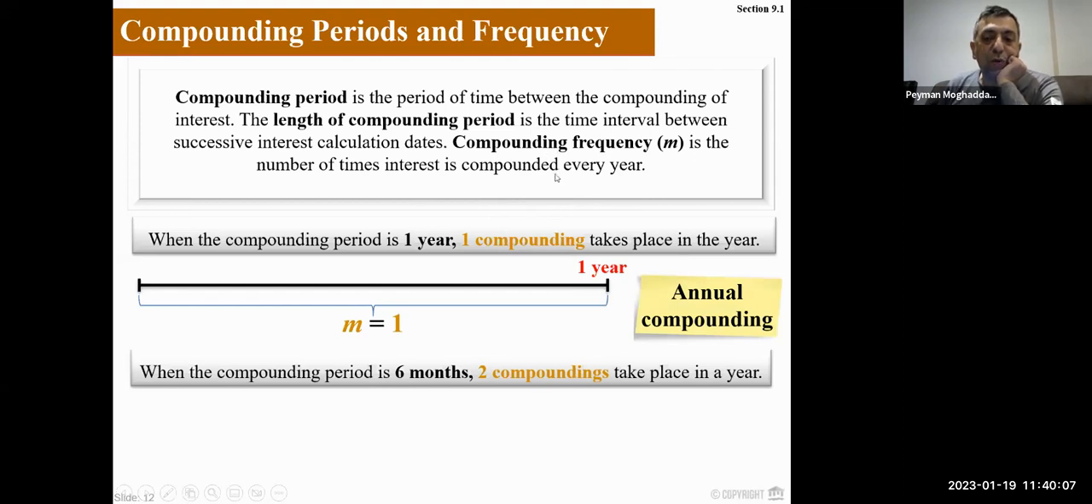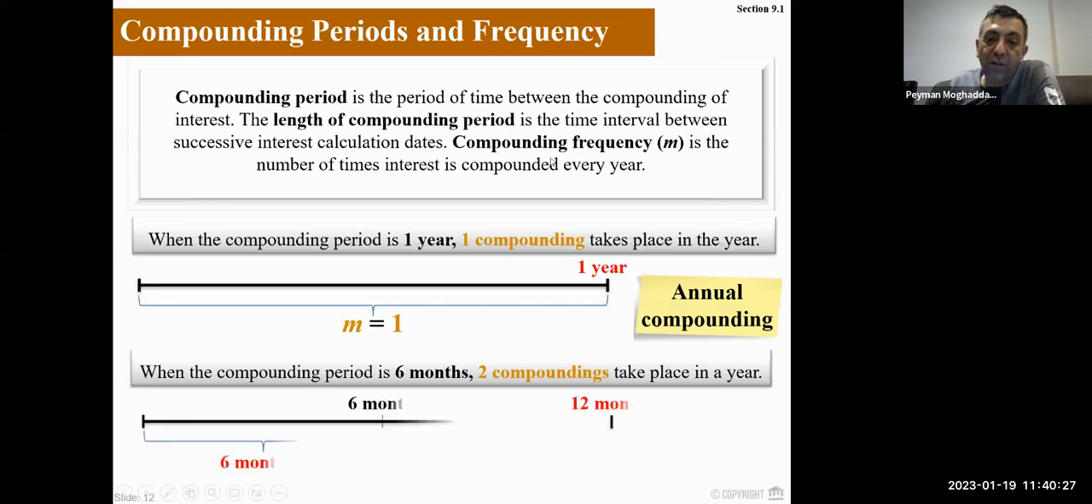It means that, for example, if you have a compounding period of 1 month, you take your money out of the bank and you put it back in the bank every month. How many times do you do it in a year? 12 times. So the compounding frequency is going to be 12. That's how compounding frequency is calculated.